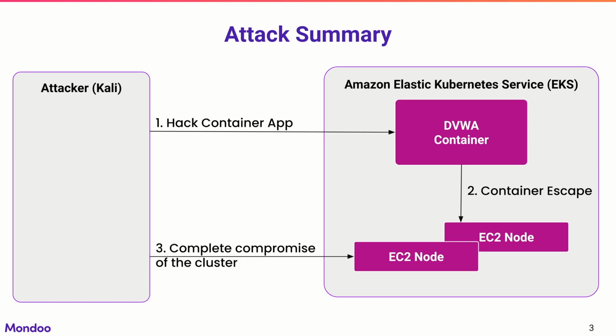In the first step, I want to compromise the Damn Vulnerable Web Application and gain administrative rights. That means root in the running container. Further, I will perform a container escape to compromise the underlying EC2 instances and to gain all administrative rights of the Kubernetes cluster.